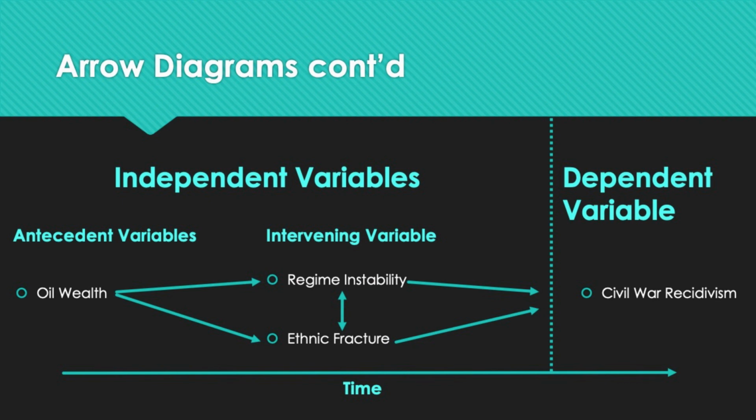Intervening variables can also be theorized to influence each other. I mean, literally, it doesn't stop. The possibilities are endless. We know that countries with more oil wealth generally tend to be unstable. And we know that unstable countries generally witness civil war. We also know that oil wealth and instability cause ethnic fracture, and no doubt ethnic fracture also leads to civil wars.